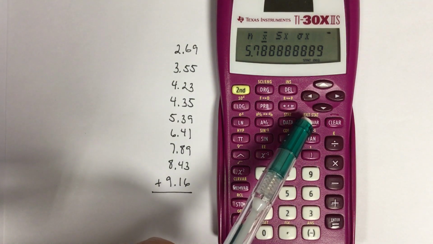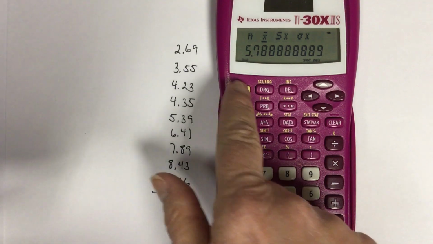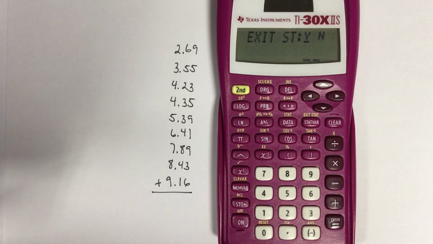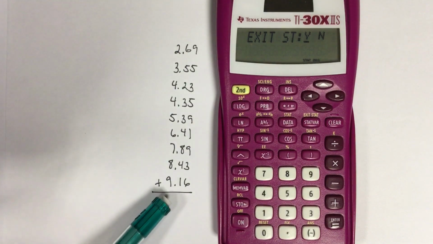So you see right here it says exit stat. So I'll hit second exit, and it asks me if I'm sure. And the reason it asks if we're sure is that as soon as we exit stat mode, it's going to erase these 9 values that we've entered.